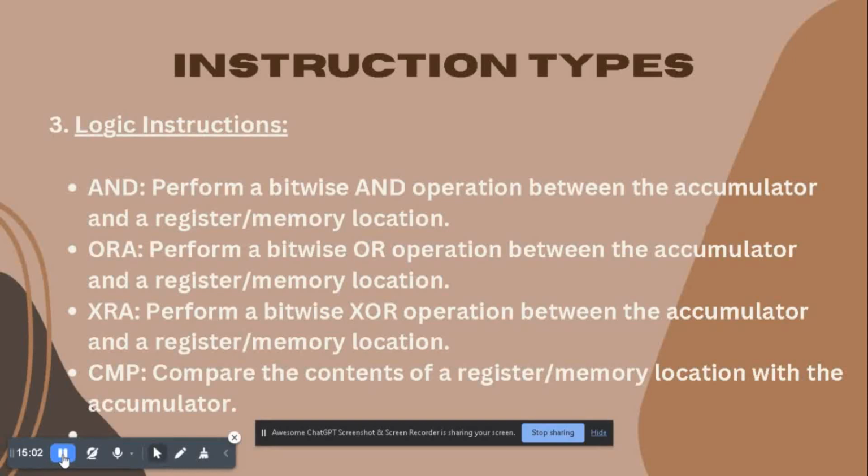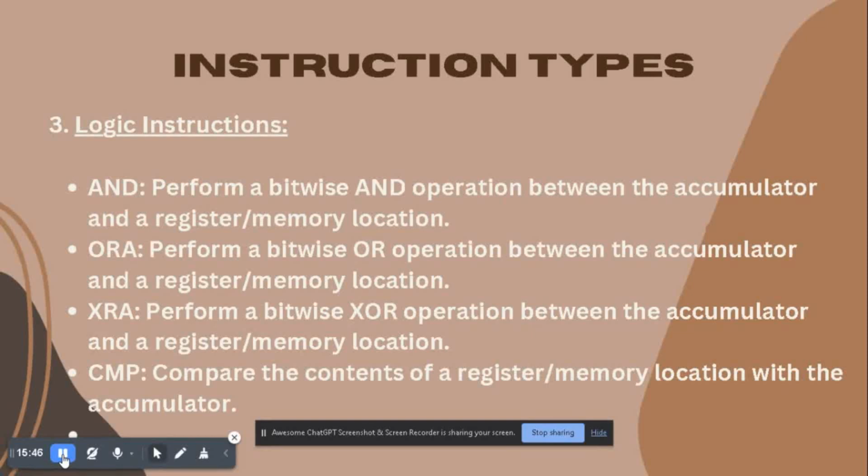ORA. ORA is a command which is used to perform a bitwise OR operation between the accumulator and a register or memory location. In the ORA command, when a single 1 is present, then the result is also 1. XRA. The XRA command is used to perform a bitwise XOR operation between the accumulator and a register or memory location. The XRA command gives one as output when the two inputs are different. Otherwise it gives 0 when we have the same numbers.